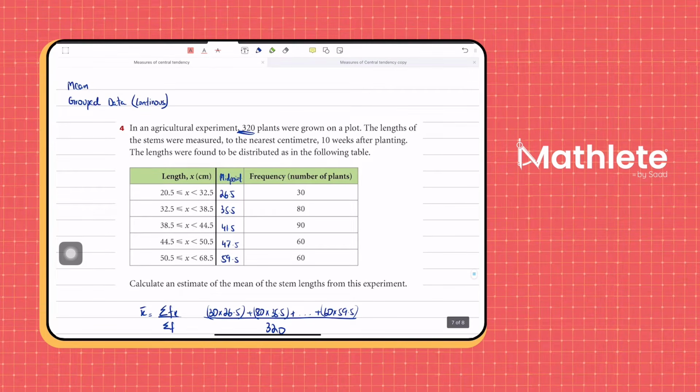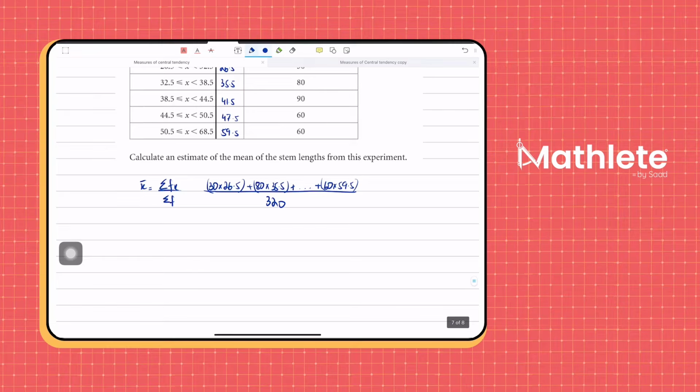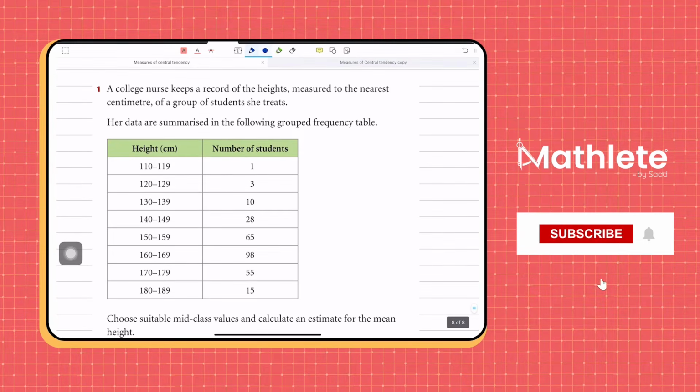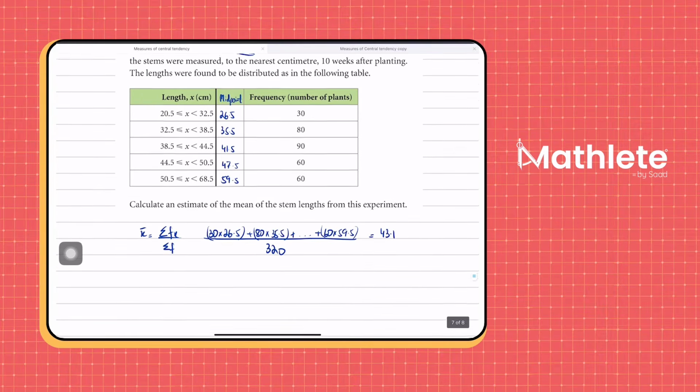Just a minute. 43.1. Yeah, 43.07, which is going to be 43.1. Remember, final answers are always supposed to be correct to 3 significant figures. Okay? Now, tell me, what is the difference between this question and this question?